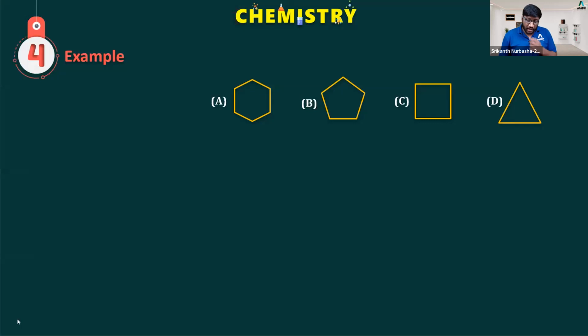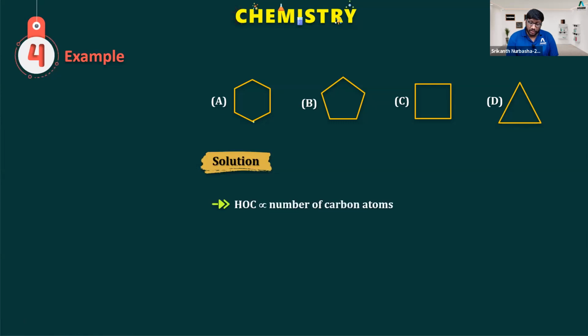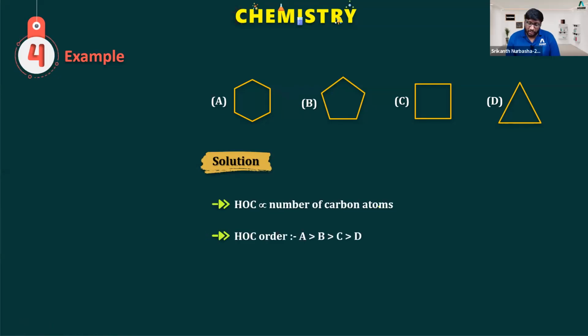Compare here A, B, C, D. Which will have more heat of combustion? Just now I have told you, you have to check the number of carbon atoms. A, B, C, D will be the right order. Heat of combustion is directly proportional to the number of carbon atoms. Greater the number of carbon atoms, greater the heat of combustion. So A greater than B, B greater than C, C greater than D.